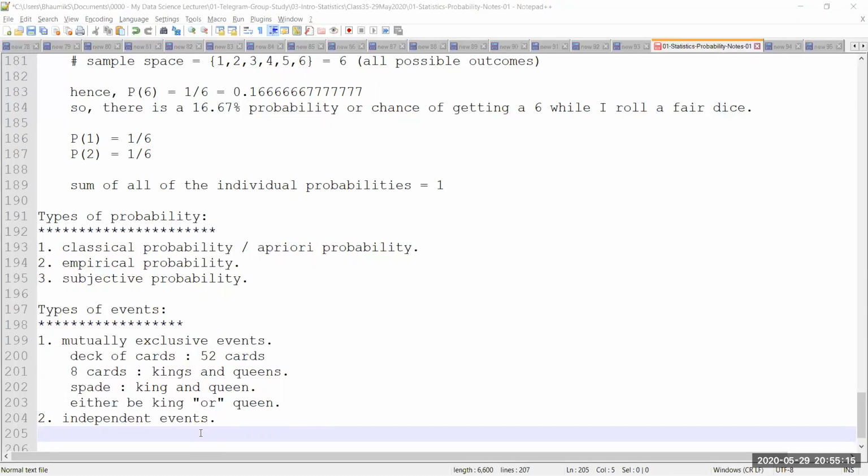Right? So the occurrence of A is not affected by the occurrence of B. If you have a case where you have two events and one event does not affect the outcome of another event, right? That is the place where you call that an independent event.